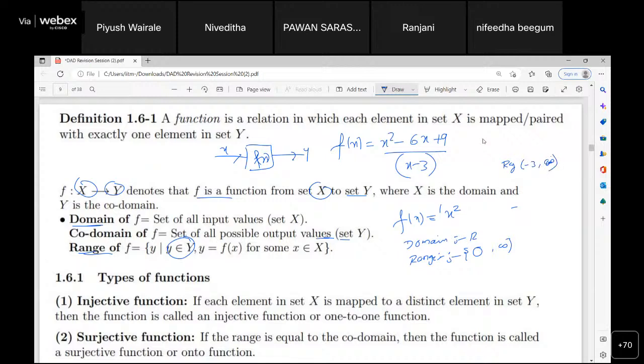What will be the domain? Our domain could be any real number except 3. All real values except 3, because for x equals 3 this function is not defined, right? If I put x equals 3 here, I am getting 0 by 0. So the function is not defined here. So the domain is all the real numbers except x equals 3. And what will be the range? Sorry, it's actually -3 to infinity.